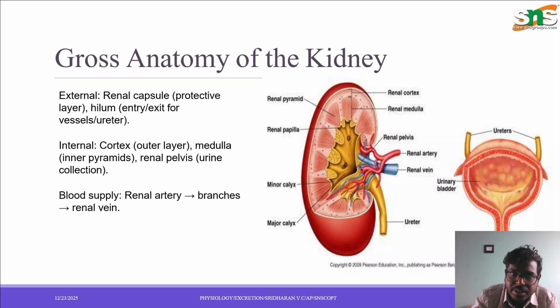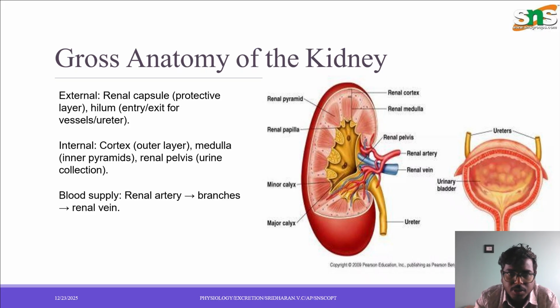The gross anatomy of the kidney has two different segments. The first is the external segment and the second is the internal segment. The external segment consists of the renal capsule, which is the protective layer of the kidney, and the hilum, which is the entry point of the kidney, where the blood vessels and the ureter enter into and exit from the kidney.